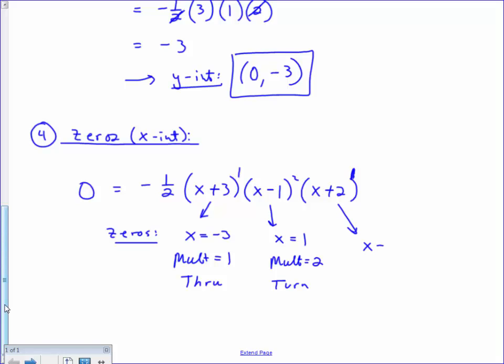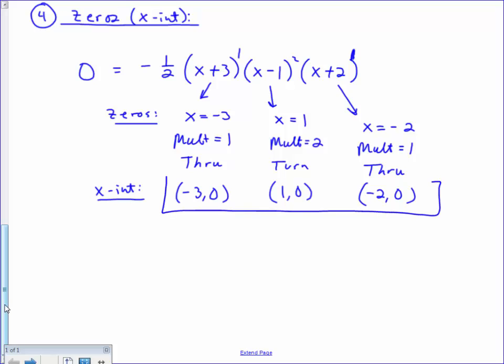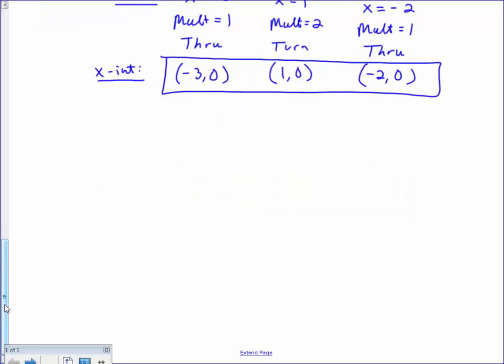And then over here we would have x is negative 2. Its multiplicity is 1, which would mean that we go through that value. Take these zeros and write them as x-intercepts. So we would have the x-intercepts of negative 3, 0, positive 1, 0, and negative 2, 0. Go ahead and box these in. We're going to want to graph these here in a bit.